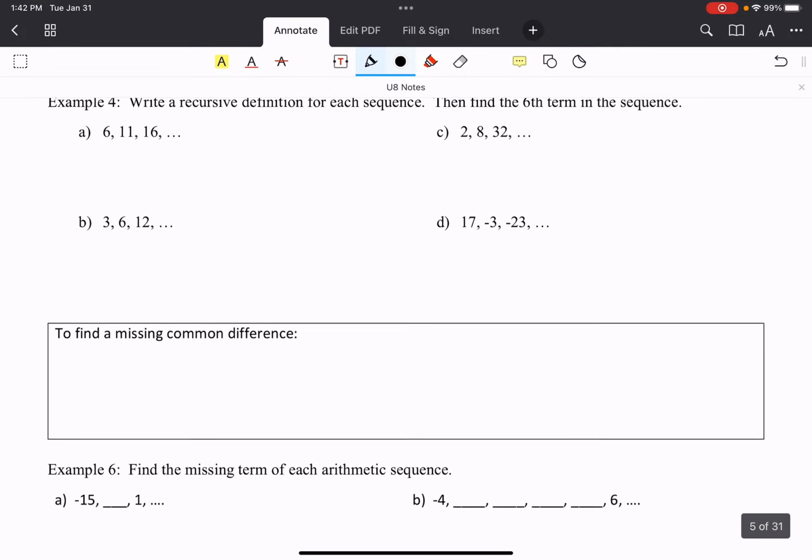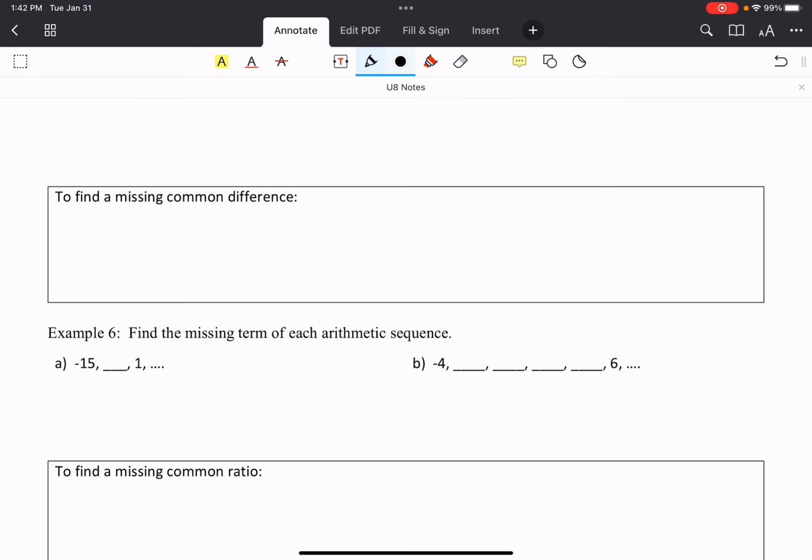Okay, let's go to the last part, to find a missing common difference. First thing you need to do is decide how many times the common difference was added. On this one, how many times did I add the common difference to get from negative 15 to 1? Twice. So 2 times my common difference plus negative 15.